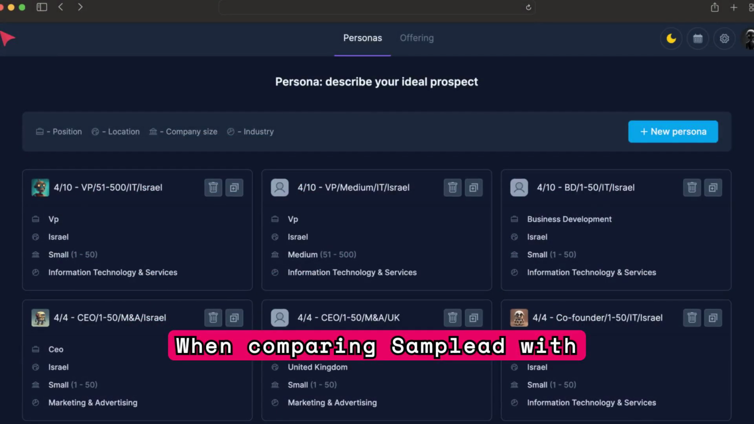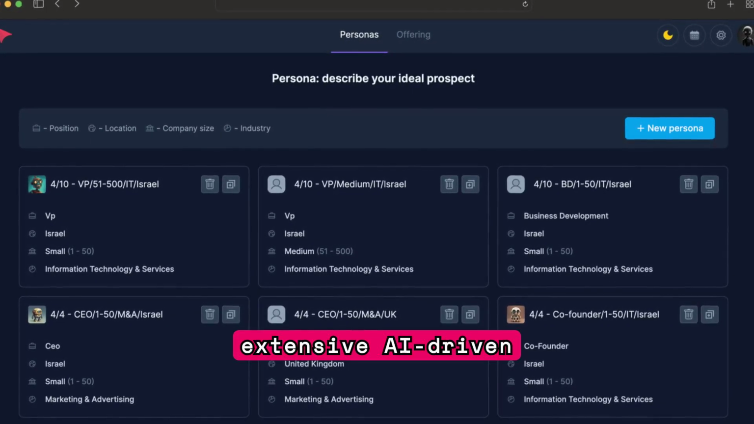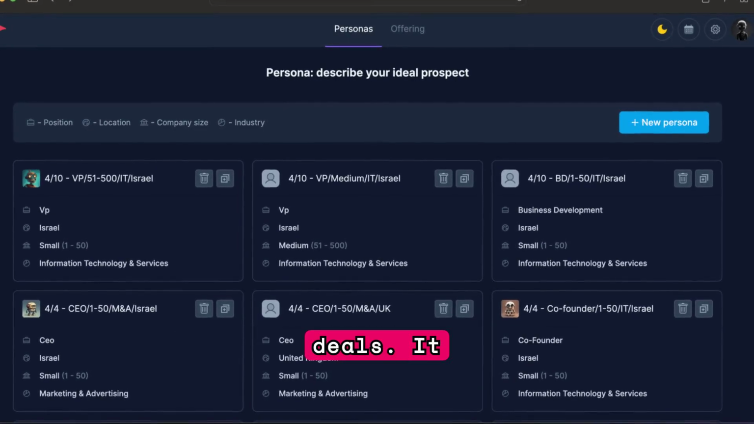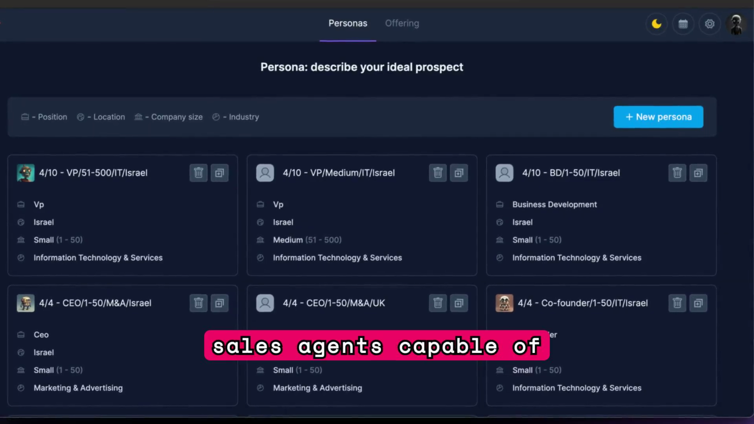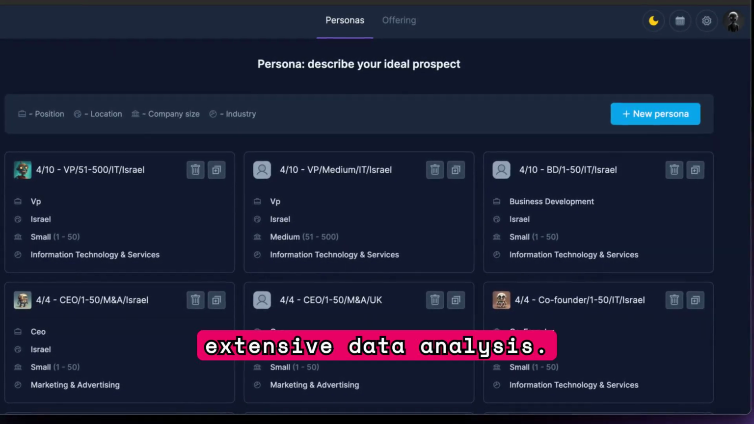When comparing Samplead with AnyBiz.io, AnyBiz.io stands out with its extensive AI-driven automation throughout the sales process, from prospecting to closing deals. It replaces traditional sales development representatives with AI sales agents capable of strategic decision-making based on extensive data analysis.